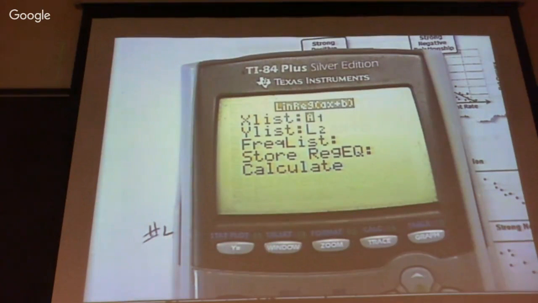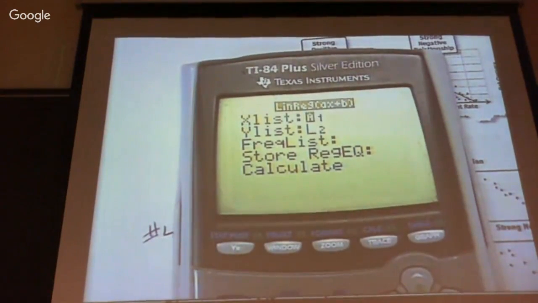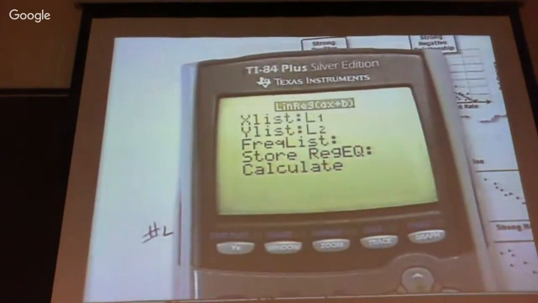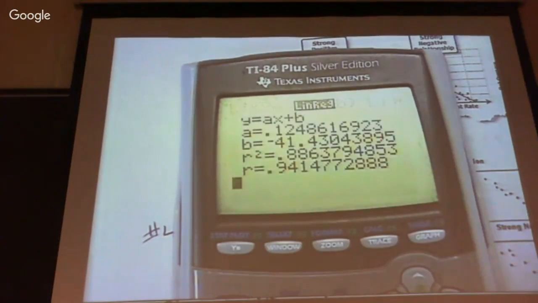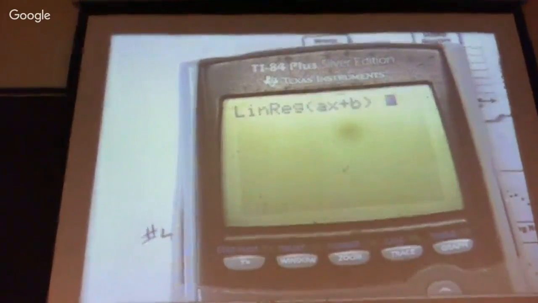Or it's just blinking. Both of them are great. If your calculator looks like this one, X is list 1, Y is list 2, go down to calculate, push enter. If yours looks like this, it still wants to know what list.